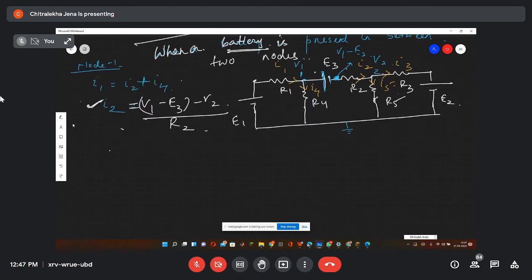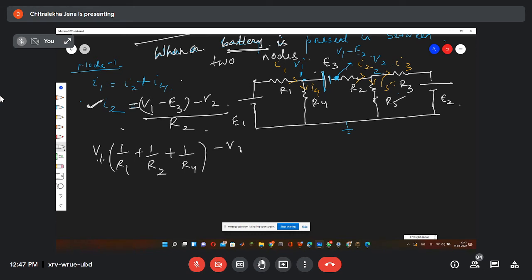So here you will just substitute the value of I2 in this equation and you will write down the node equation. What was the equation, just by looking at the network? I have told you: V1 whole into 1 by R1 plus 1 by R2 plus 1 by R4 minus V2 divided by R2 minus E1 divided by R1. Without having a battery, the equation was this much. Yes or no? Yes, ma'am.